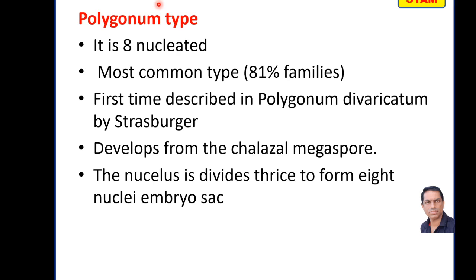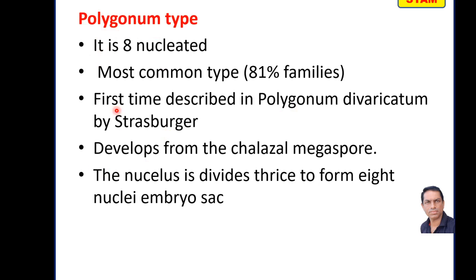So the first one is the Polygonum type. It is an 8-nucleated monosporic type of embryo sac. Most of the angiospermic families, nearly 81 families, show this type of embryo sac. It was first discovered in Polygonum divaricatum by Strasburger, so this type of embryo sac is known as Polygonum.